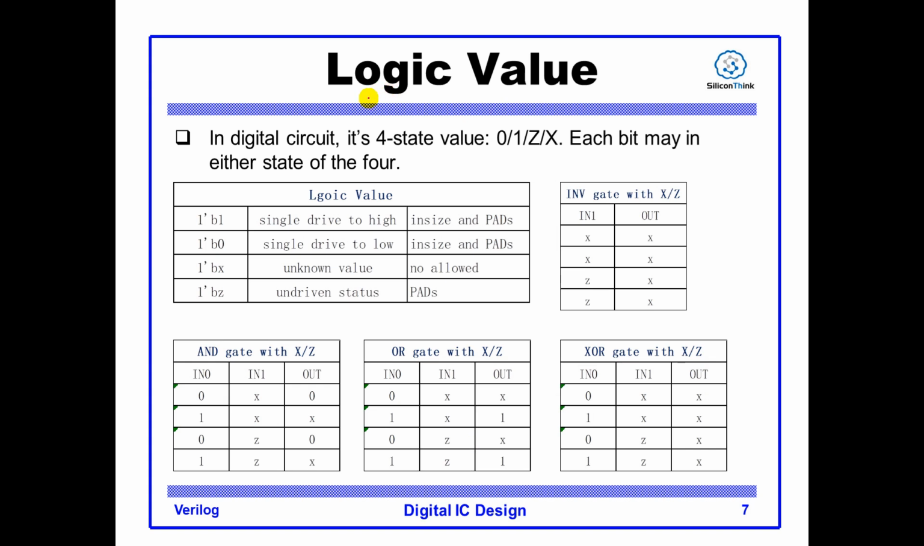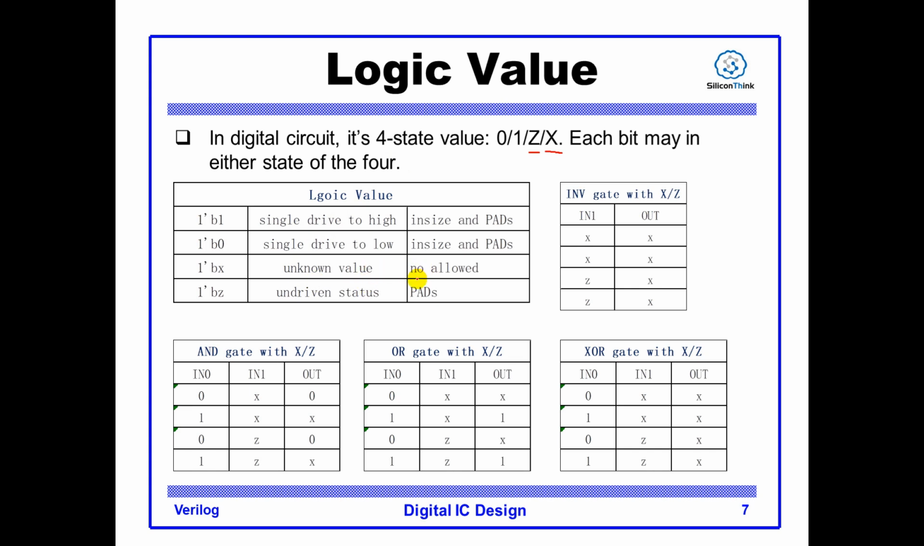Logic values. This slide talks about logic values in our digital circuit. Each bit is a 4-state value. It may be in the state of 0, 1, Z, or X. So at a time, each bit may be in any one of the 4 states. What does Z represent and what does X represent? This is a simple explanation.